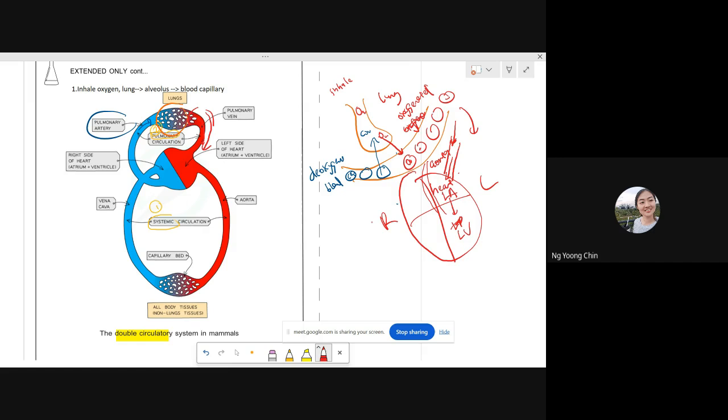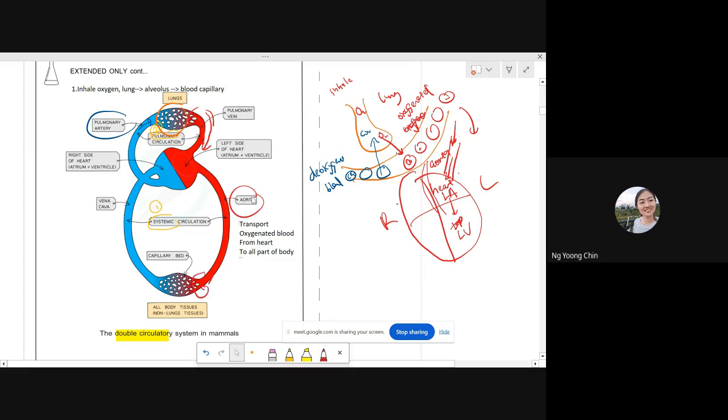Because the function of the aorta is what? This one, this is the aorta, right? The aorta helps to transport the oxygenated blood from the heart to all parts of the body. This is how the aorta works. See, from the heart, they will then get to the other body cells.